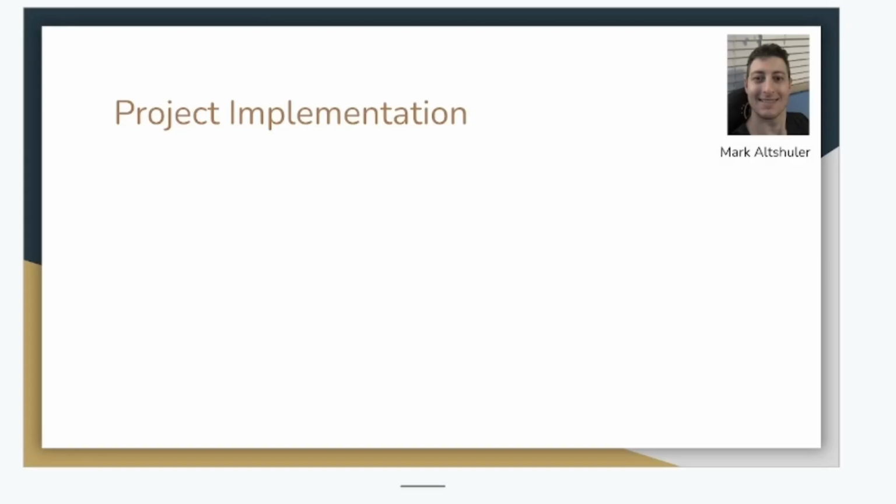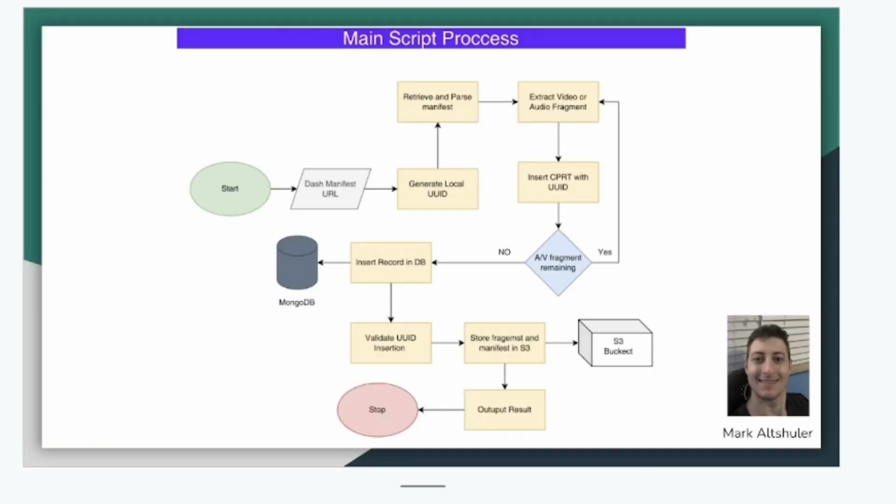Okay, so this next part is in regards to our project implementation, specifically our solution for our Python script. So I will be going over the design for our main script and validation processes. The first thing we have here is our main script. To start with the main script, we have an input URL, which is the DASH manifest URL. We then generate a local UUID for a CPRT-based implementation. So we generate the local UUID, and we also retrieve and parse the manifest.